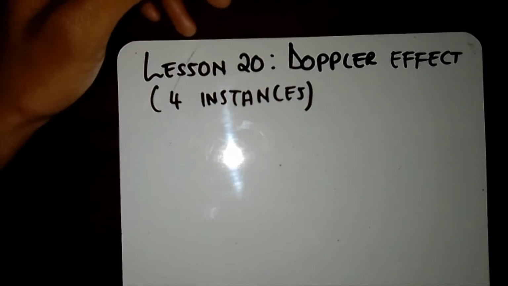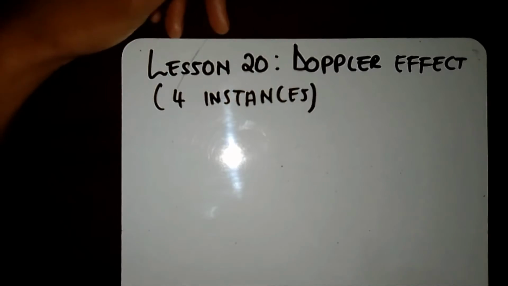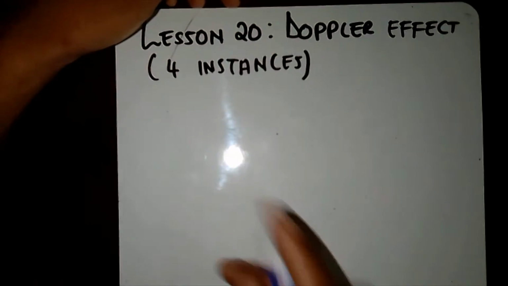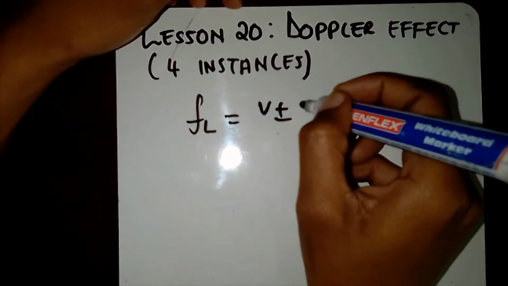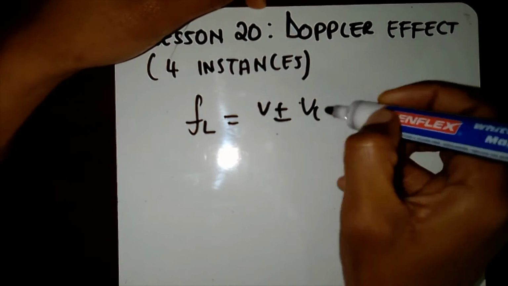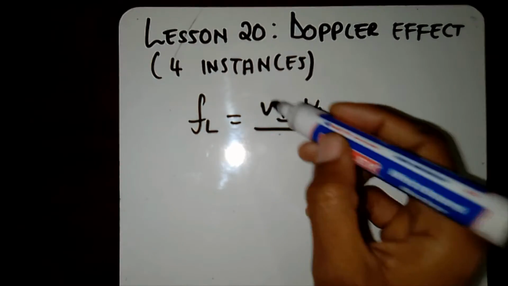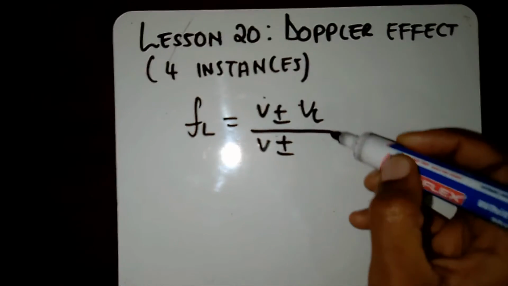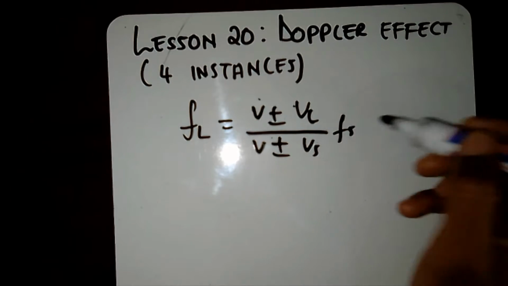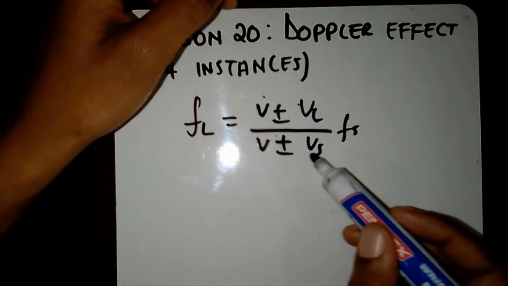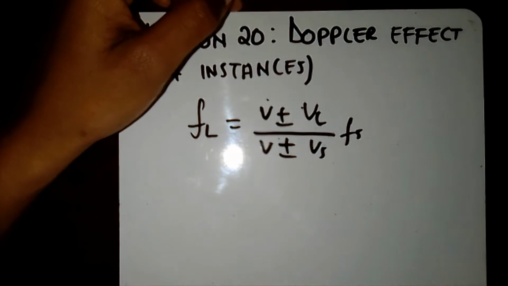So now we are on lesson 20 of the Doppler, and we're still talking about the Doppler effect. Remember, in the last lesson, I introduced you to this equation over here, where FL is the frequency of the listener, V is the speed of sound, VL is the speed of the listener, VS is the speed of the source, and FS is the frequency of the source.